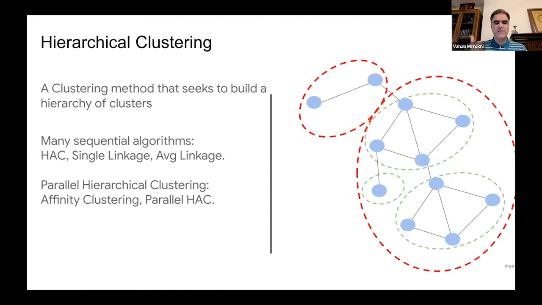There's a specific algorithm that we'll talk about more, hierarchical agglomerative clustering. There's single linkage, average linkage, different variants of linkage algorithms. And then there is affinity clustering that we have developed, and it's maybe the most popular hierarchical clustering technique that's used in our team.